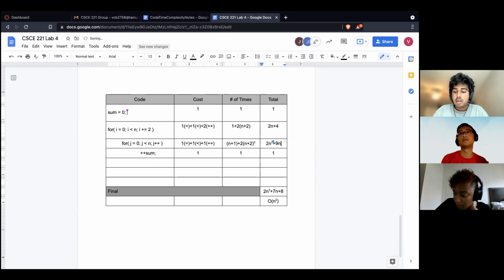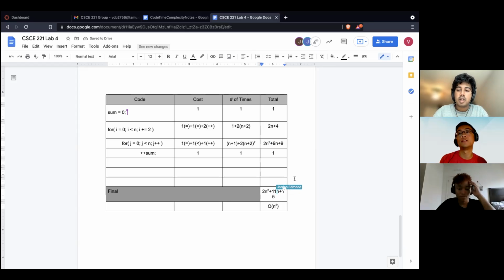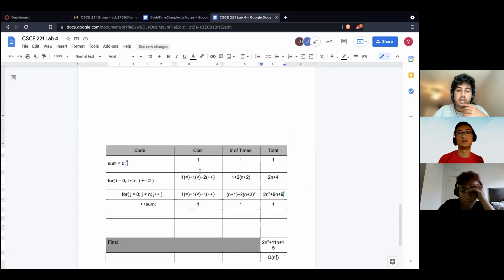Yes, plus 9. Yeah, that looks right. Okay, and then the n math will also be a little different, because this would be n, and then is it just 9? It should be 1 plus 4 is 5, 5 plus 9 is 14, 14 plus 1 is 15. And then the 9n will become 11n because you're adding the 2. Okay, but the biggest one is still the n squared, so that one's just the same.